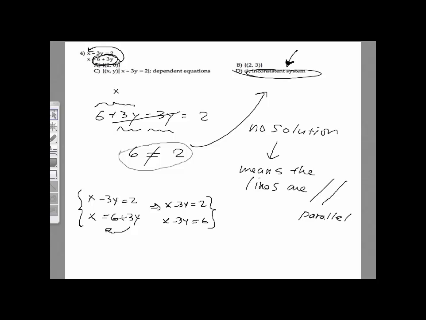The only time the system is inconsistent is when there's no solution. Other than that, it's consistent. If they're the same line, on top of each other, or if there are two lines that intersect at some point, they're consistent because you get a solution. Either you get one solution or infinitely many. So the only time the system is inconsistent is when there's no solution. In other words, if they're parallel. Okay, that's exactly what I meant. When they're parallel, it's inconsistent.